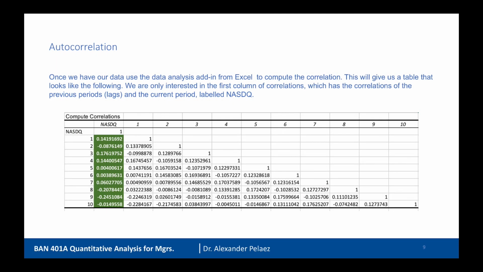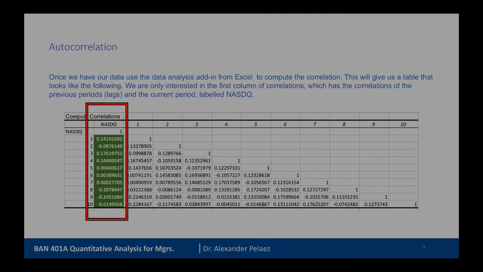Once we've done that, we'll use the data analysis add-in in Excel to compute the correlation, or you can use any statistical software that you have to do the same. We'll have a corresponding video on doing this in R as well. This will give us a table that will look like the following. We're really interested only in the first column of correlations because we're looking to see the correlation between the periodic lags, which are on the left, 1 through 10, and the original value, which is NASDAQ. Here you can see that we have 0.14, negative 0.08, 0.17, and so forth, and these correspond to the correlations.